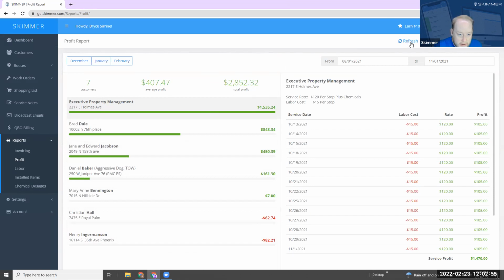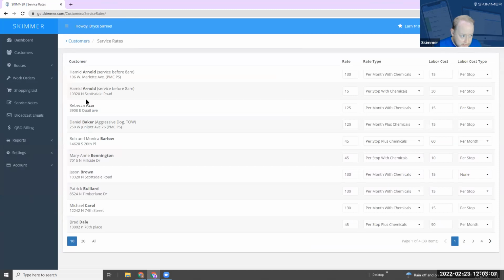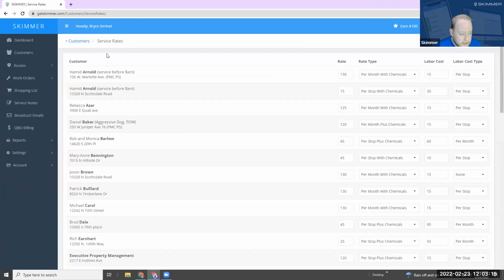If you take a look at the top right-hand corner when you're looking at the profit report, you can change your service rates. You can change your dosages right here. So let's start with service rates. This allows you to mass edit everyone's service rates. You can look at each of the customers. You can even click on all, and it'll pull up your whole customer list. Then you're able to set their rate, whether it's per month with chemicals, plus chemicals, or even per stop, based on the different ways that you charge.